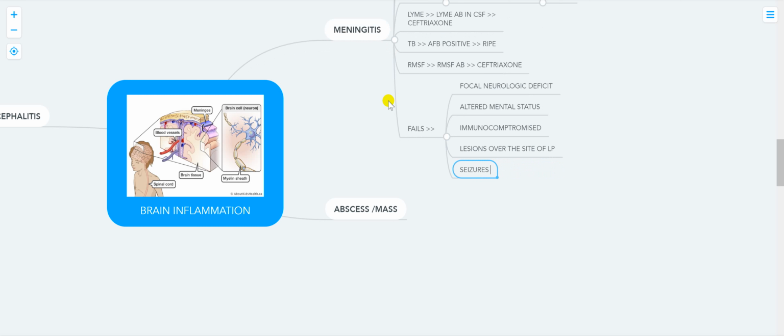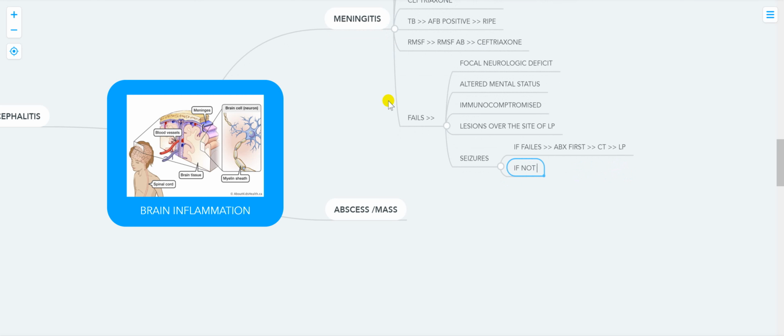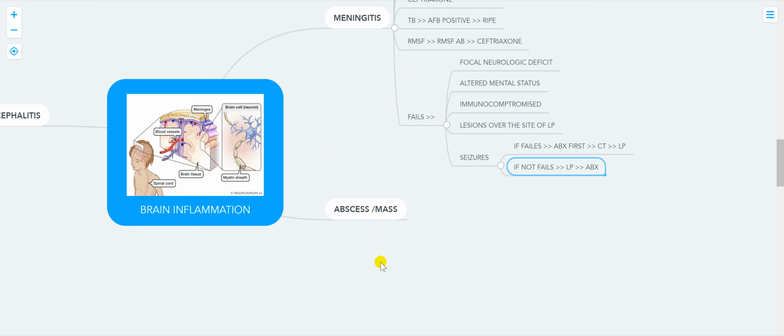So if FAILS, what do you do? You give antibiotic first, and then CT, and then lumbar puncture. If no FAILS, then you do lumbar puncture, then antibiotics. Okay, simple, just like how it used to be. Lumbar puncture and antibiotics.